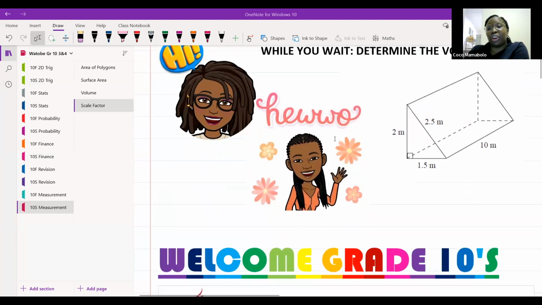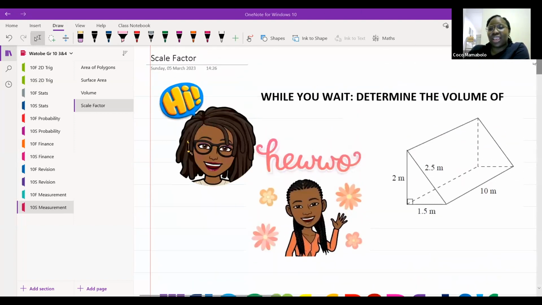Let's talk about the volume. Remember, this is just a recap of what we did on Monday. Hi, Asbonge. So remember, the volume of any shape is going to be the area of the base multiplied by the height for at least any prism that we know of, right?